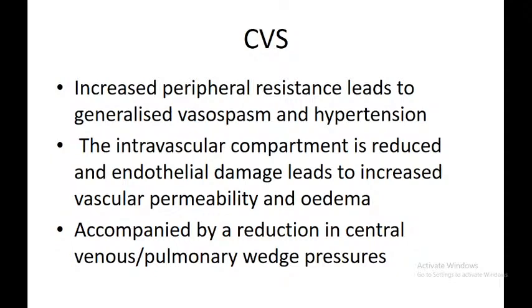And all these changes are accompanied by a reduction in central venous and pulmonary wedge pressures. So these are the changes that we see in the cardiovascular system. So basically it is the increased peripheral resistance leading to generalized vasospasm, causing endothelial damage, leading to leaky capillaries and edema, and all these changes are accompanied by a reduction in central venous and pulmonary wedge pressures.